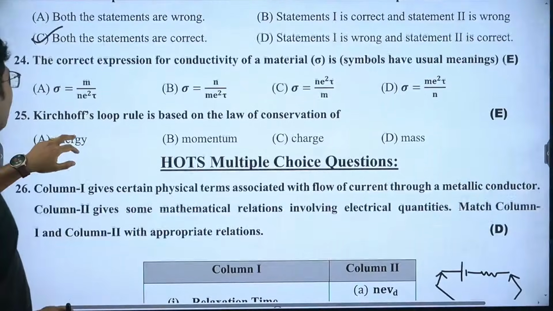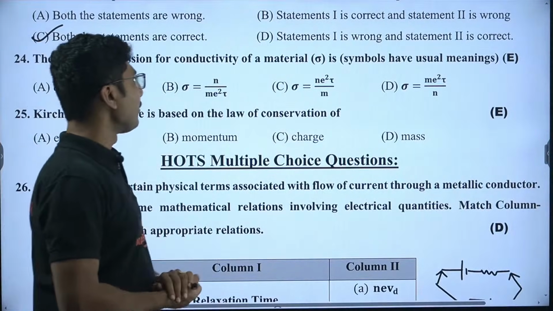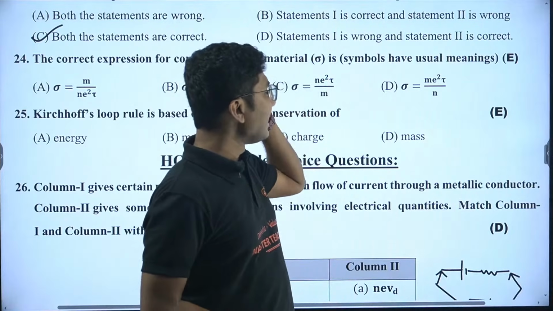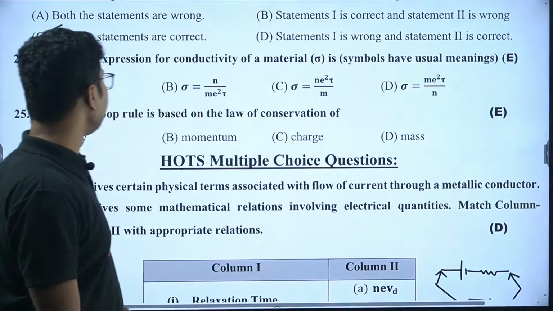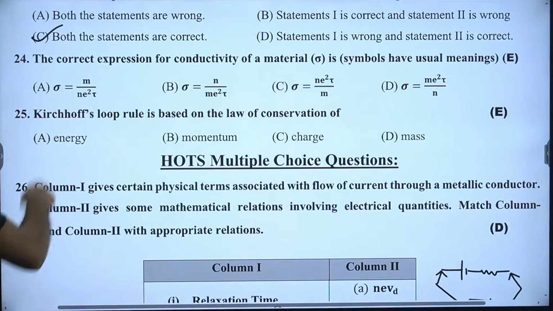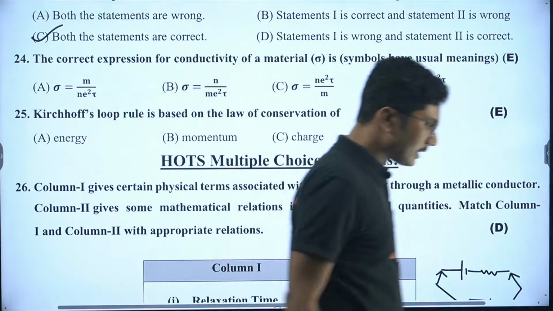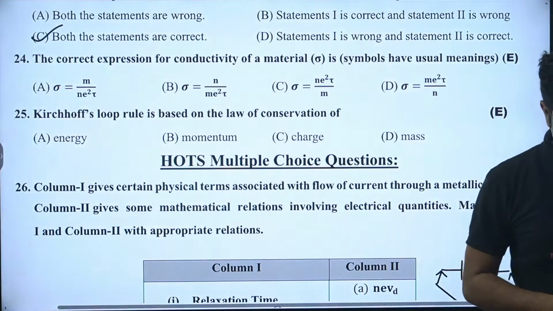Now let's see the correct expression for conductivity of a material, sigma, where symbols have their usual meaning. So there are 4 expressions: this one, this one, this one, or this one. This is very common in derivation.